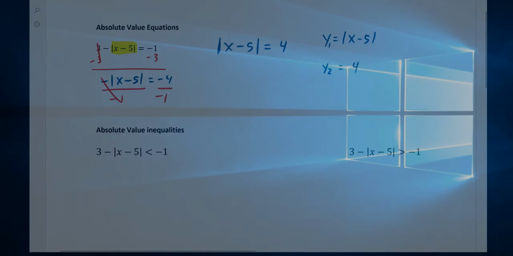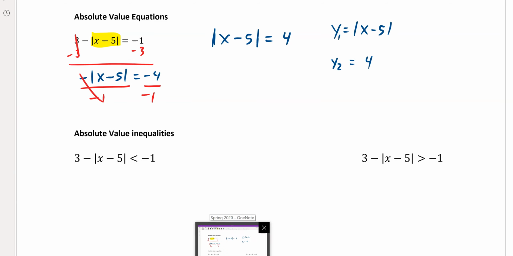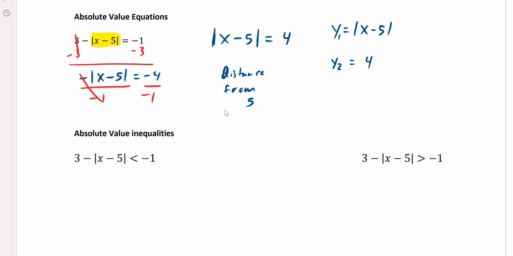So when you read these equations, what it's saying is we have a distance, with that capital, from 5 that is 4. So if you're at 5, you're going to go right 4, left 4, which gives us 1 and 9. And that's our solution. X equals 1 and 9.